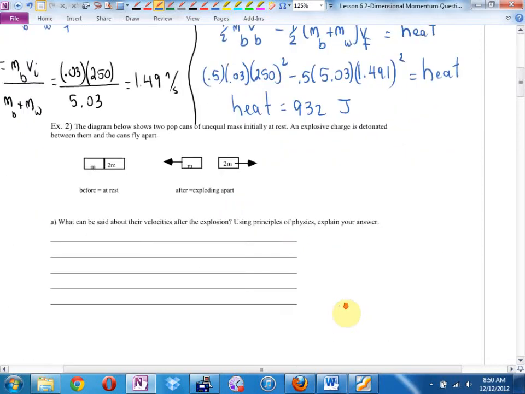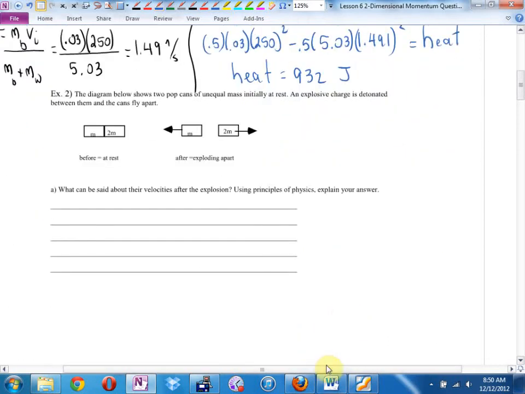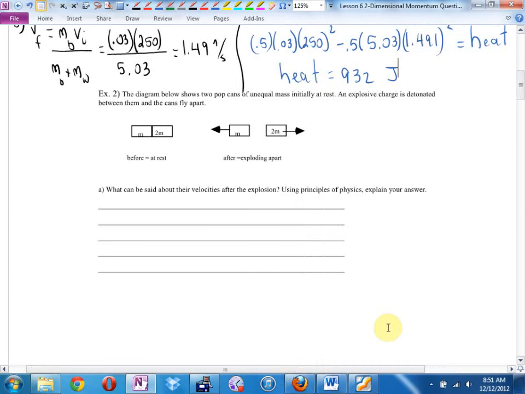Example 2. The diagram below shows 2 pop cans of unequal mass initially at rest. It looks like one of the masses is mass m. The other mass is mass 2m. Now, if you don't like the algebraic, think 5 and 10 kilograms. Oh, it's really stupidly heavy for a pop can, but the math will still work. An explosive charge is detonated. Boom! And between them, the cans fly apart.